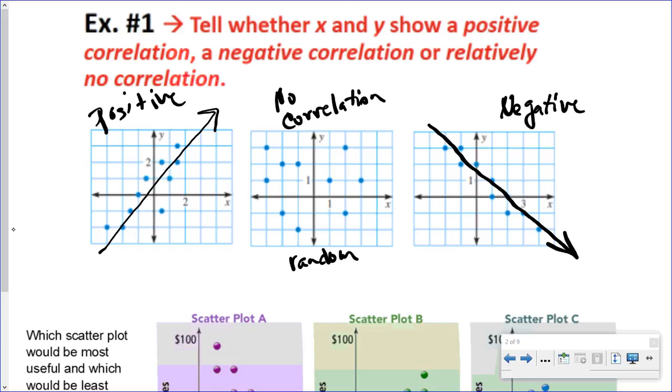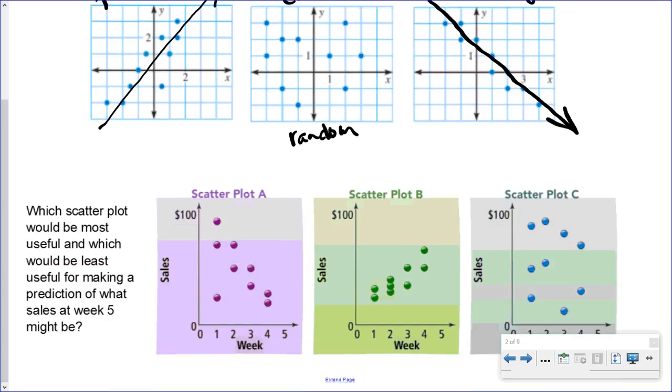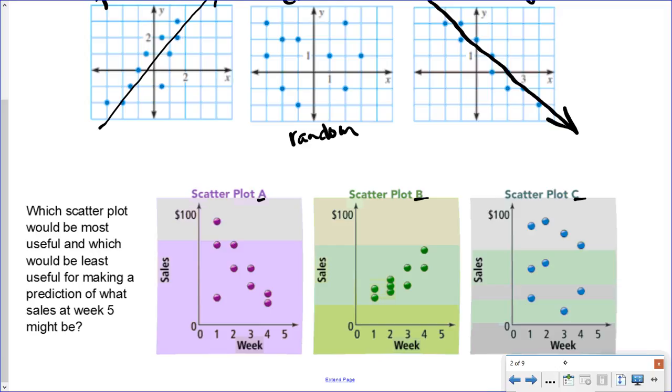So moving down here to the bottom, they're asking you which of these scatter plots, A, B, or C, is the best for making a prediction. Like which one would give you the most confidence where you would know what's coming next. Obviously, this one is out because it's pretty random. These two, they're both pretty good. You can see this one is going down, this one's going up.